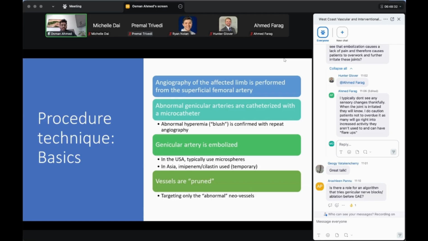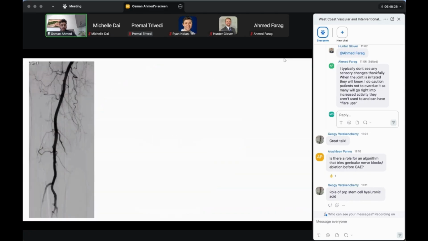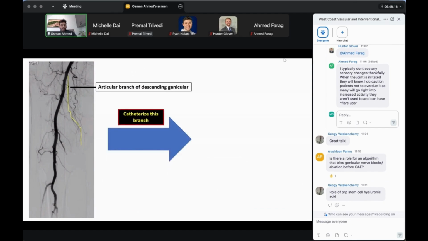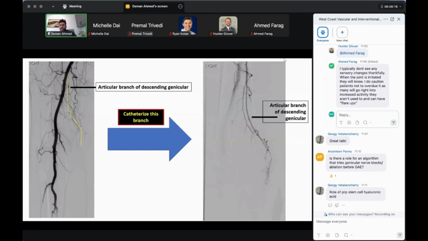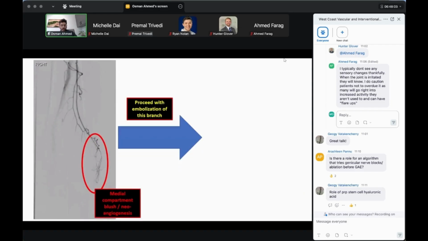And again, the idea is to prune these vessels, to get rid of those neovessels, not really knock out the normal artery. So here's an example. Here's a patient with medial compartment knee pain. So we're going to target the arteries of the medial compartment first. Here's the articular branch of the descending genicular. We're going to catheterize that, and once you catheterize it, oftentimes you see the blush more effectively. So you can see down here, there's some neoangiogenesis. We're going to proceed to embolize this vessel with some small amount of embolic.